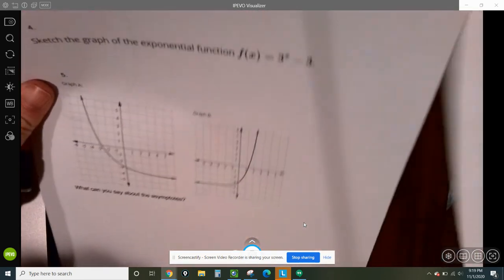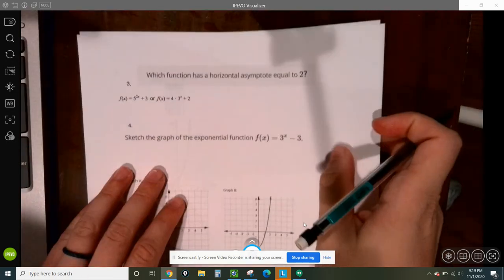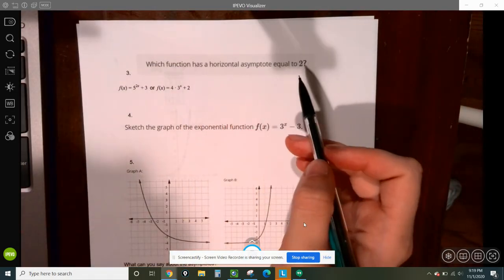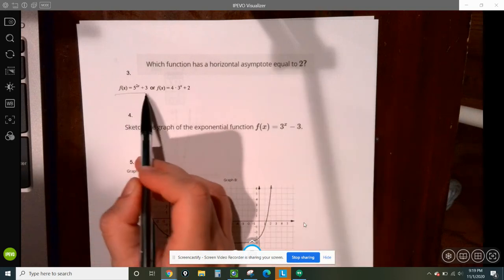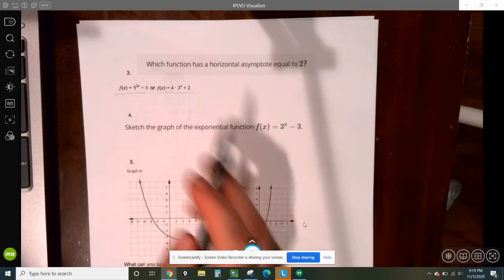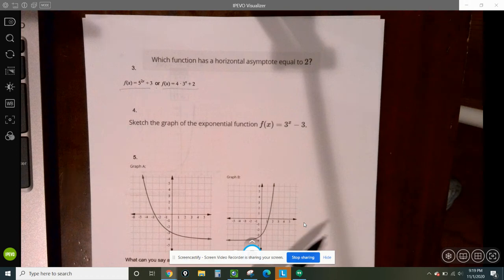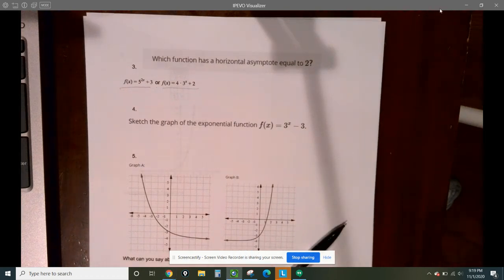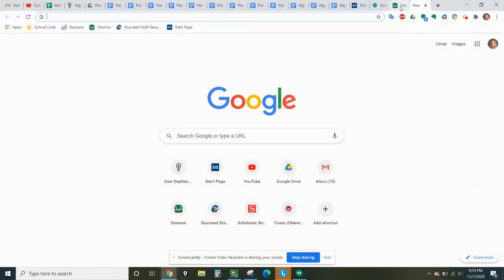Okay, and number 3. Which function has a horizontal asymptote equal to 2? This function or this function? So if you don't yet know how to use Desmos.com, it's an online graphing calculator, I'm going to show you right now because that is how I would graph these so you can see them.